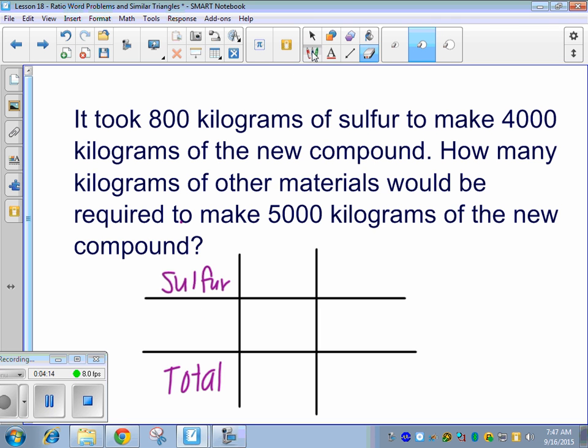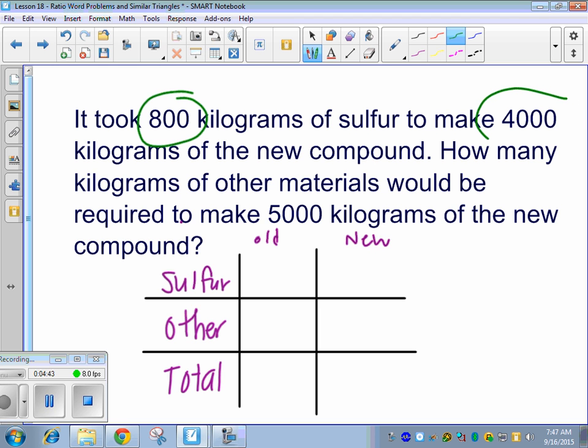Yes. Other compound. So we're actually comparing two things. And everything has either sulfur, other, or total, right? So what we're comparing is the old or the original compound with the new compound, all right? There's two different things. And they have to have the same ratios of ingredients, all right? So it took 800 kilograms of sulfur to make 4,000 kilograms of the new compound. So we had 800 of sulfur to make 4,000. Oh, I guess I'm putting this under old. Whatever, it doesn't matter because we're comparing to the other one.